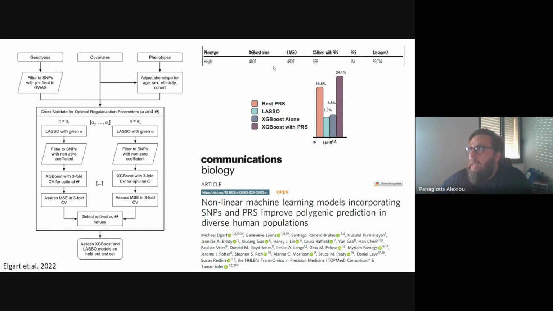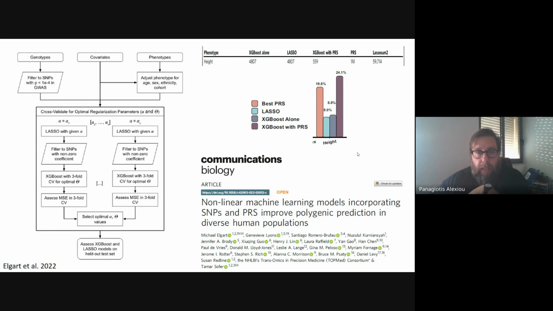They show that if you use the polygenic risk score, the original approach I was talking about, you would have about 1 million parameters. With Lasso, you can reduce that to 4,800, and then you can train the XGBoost on that, and combine that with the polygenic risk scores to get even better accuracy with a much smaller number of final parameters, which is quite nice. So this is one solution that seems to be quite promising.